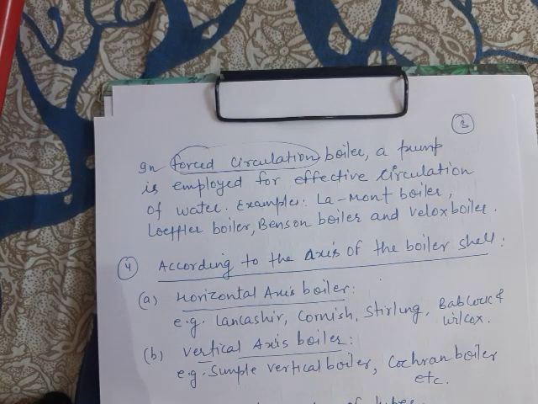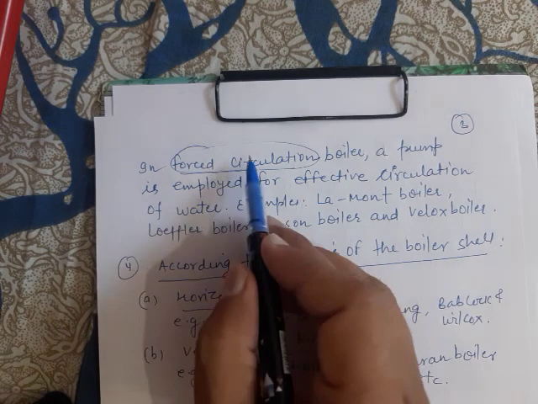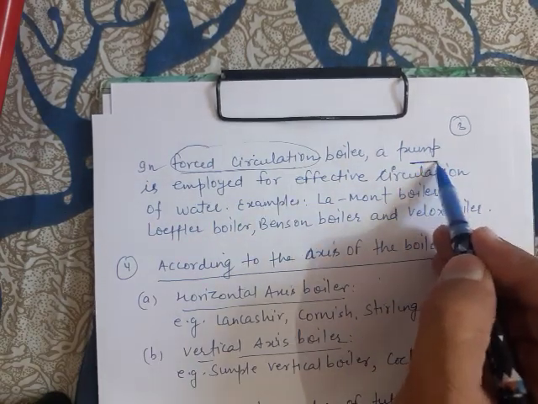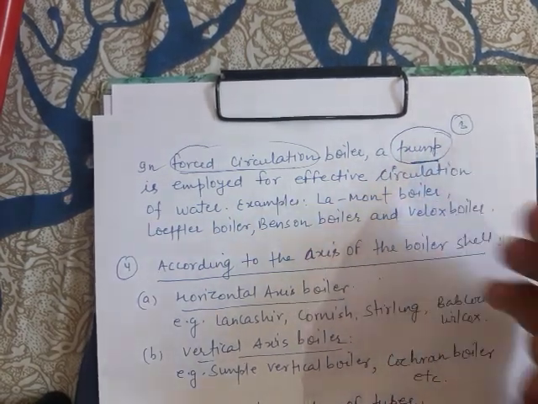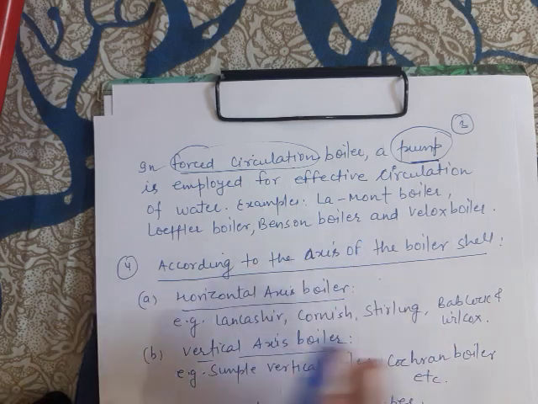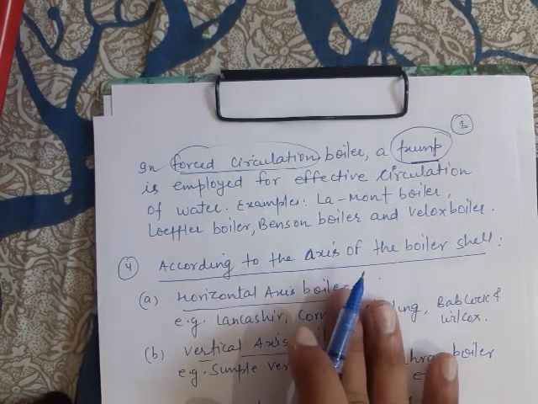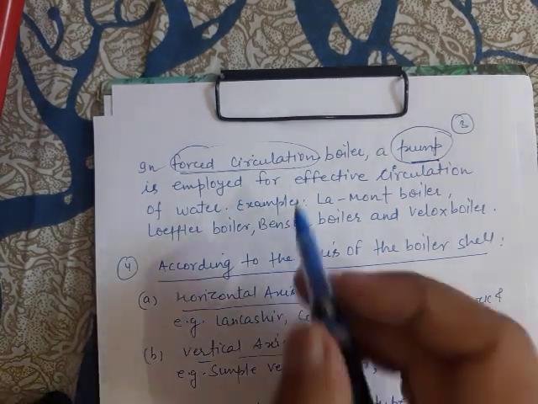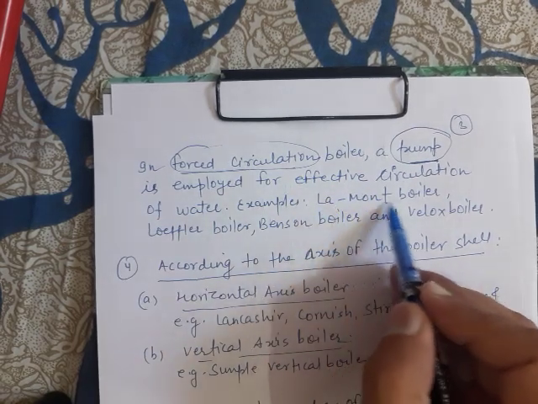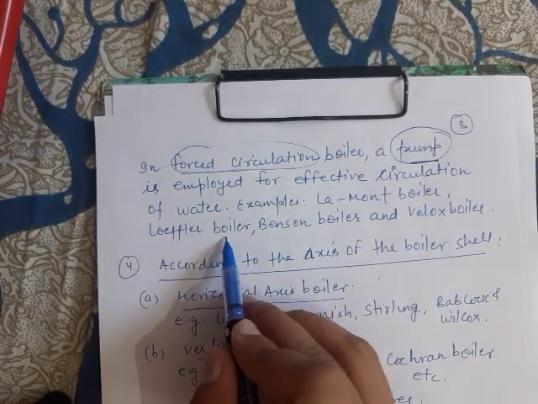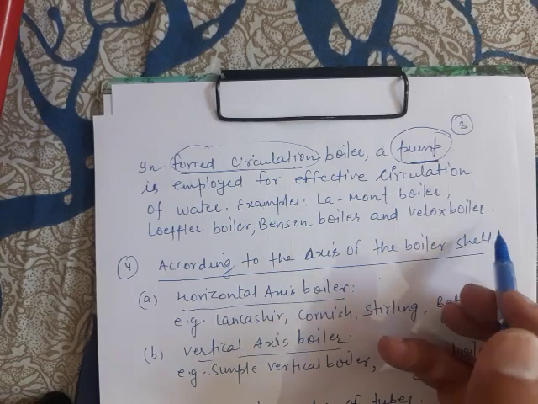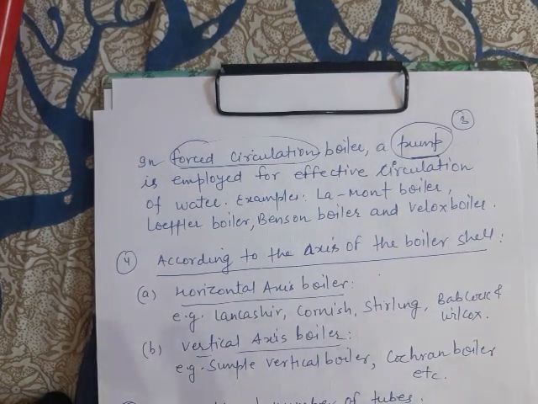And in natural circulation boiler, no pump is used. Rather, naturally itself, the circulation of water takes place inside the boiler as a result of density differences or as a result of gravity. So in forced circulation boiler, a pump is used for circulation of water inside the boiler, but in natural circulation boiler, no pump is used. The examples of forced circulation boiler are Lamont boiler, Loeffler boiler, Benson boiler and Velox boiler. I think it is clear to you all.